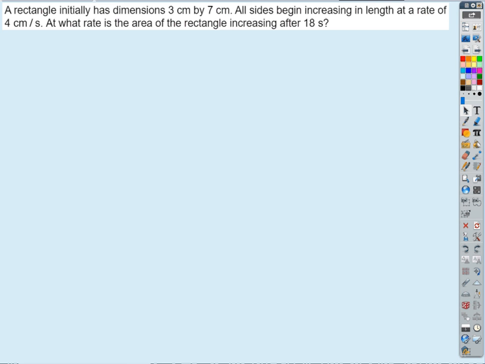A rectangle initially has dimensions 3 by 7. All sides begin increasing in length at a rate of 4 centimeters per second. At what rate is the area of the rectangle increasing after 18 seconds?